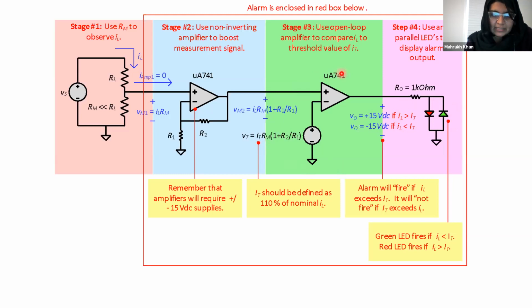So basically this op-amp is comparing the currents. This voltage we are setting as a reference to compare the current. So essentially we are comparing two currents, and if one is greater than the other, it will light up the LED.